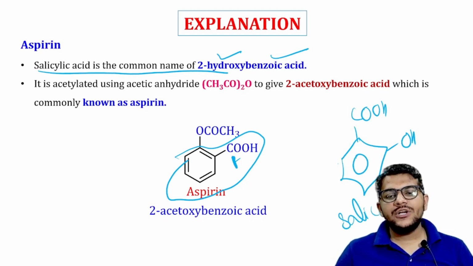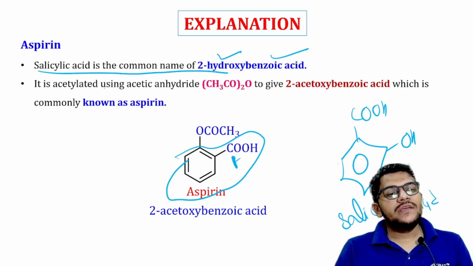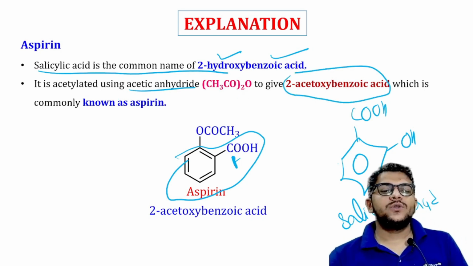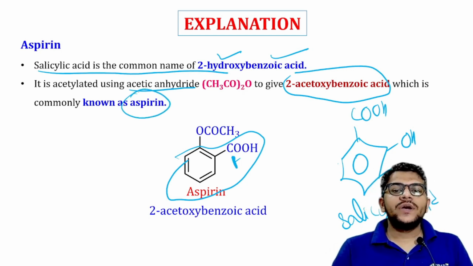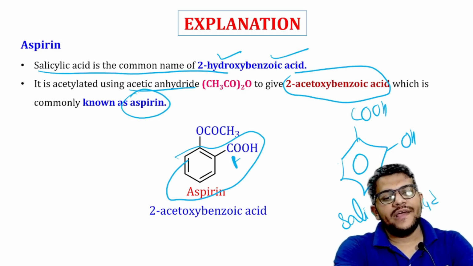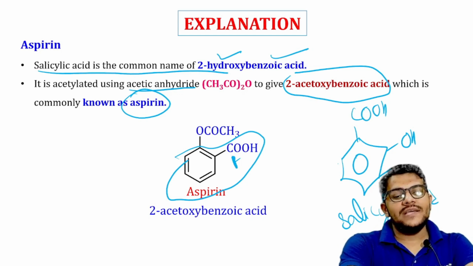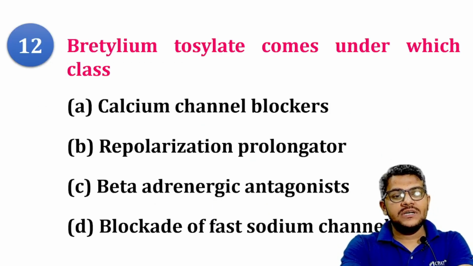And as I told you, aspirin is a salicylic acid derivative, so we are just doing the acetylation of salicylic acid using acetic anhydride to give 2-acetoxy benzoic acid. 2-acetoxy benzoic acid is commonly known as aspirin. Then after that we have the next question.